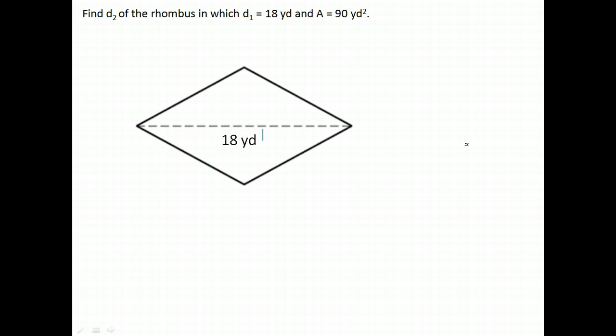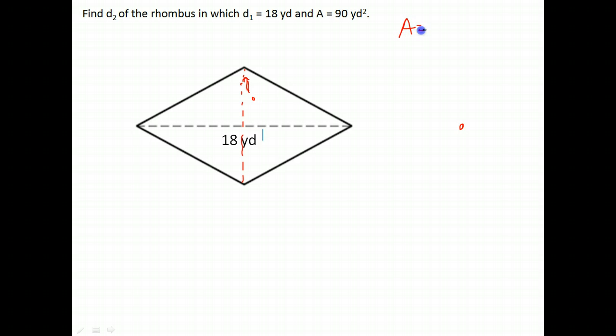Alright, here's another one, taking it a little further. This one's with a rhombus. It says, find diagonal 2 of the rhombus, in which diagonal 1 is 18, and the area is 90. Okay, so we have one diagonal. We are missing this other diagonal. That's a big question mark for us.